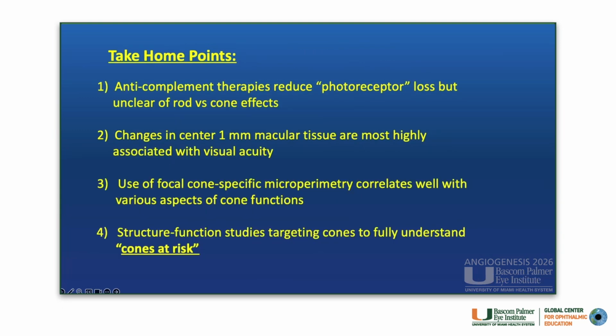So, to summarize our take-home points again, anti-complement therapies do reduce photoreceptor loss, but it's unclear what the rod versus cone effect is. The changes in the center 1 millimeter macular tissue are more correlated with visual acuity, and the use of this focal cone-specific microperimetry does correlate with other aspects of cone function, but really what we need to understand more fully is the variability and, more importantly, this concept of cone as risks as we start to understand the effects of therapies on visual function.